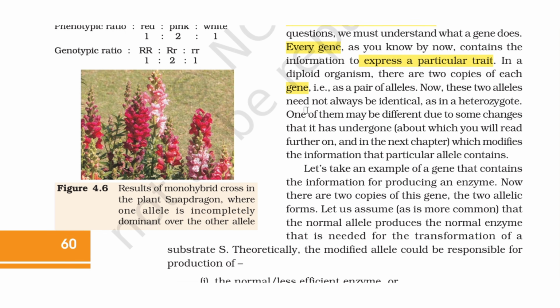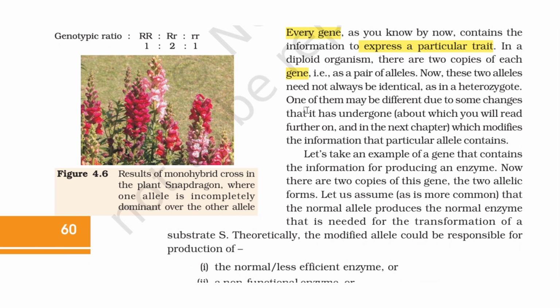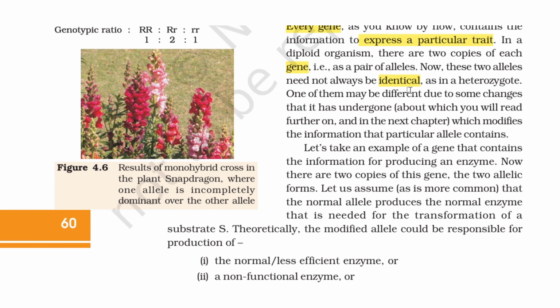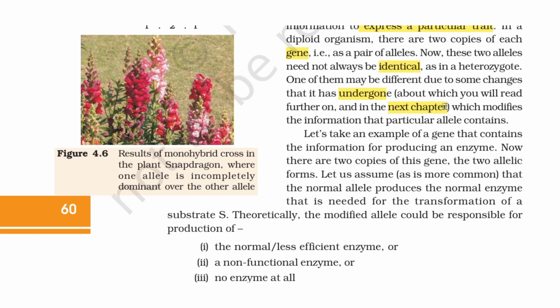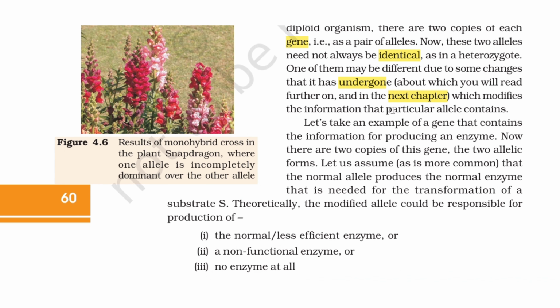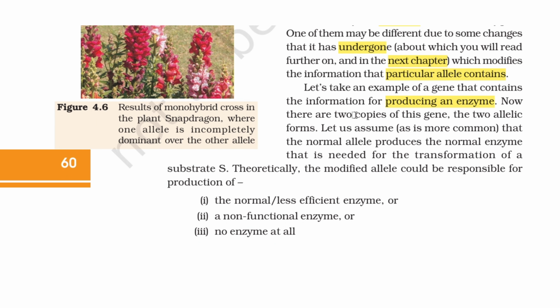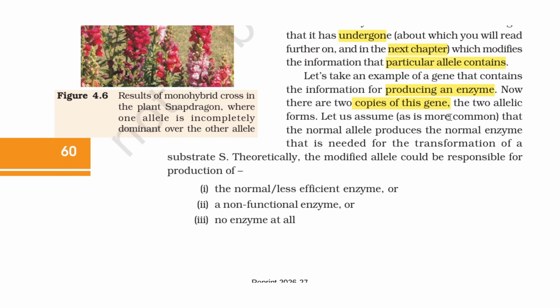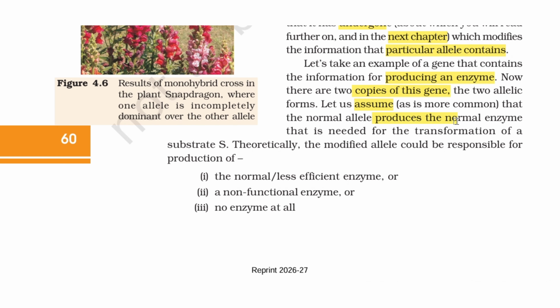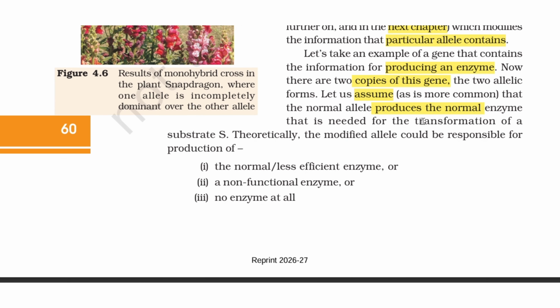Now, these 2 alleles need not always be identical, as in a heterozygote. One of them may be different due to some changes that it has undergone, about which you will read further on, and in the next chapter, which modifies the information that particular allele contains. Let's take an example of a gene that contains the information for producing an enzyme. Now there are 2 copies of this gene, the 2 allelic forms. Let us assume, as is more common, that the normal allele produces the normal enzyme that is needed for the transformation of a substrate S.